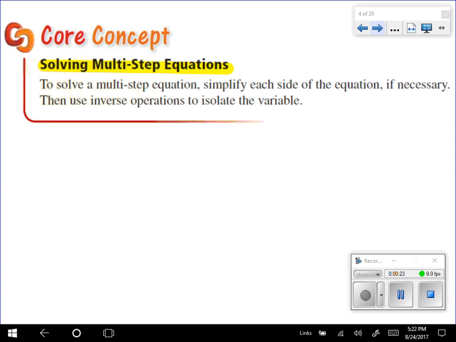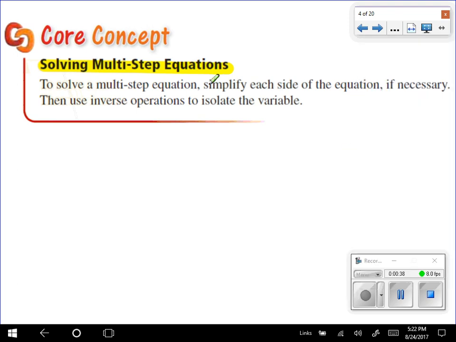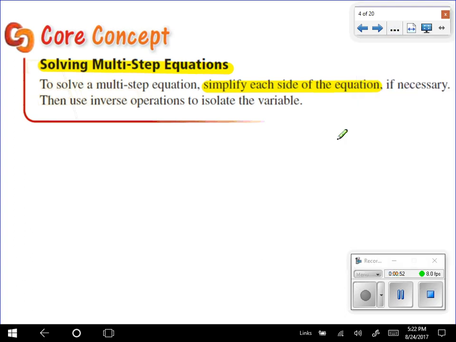This is in your journal under 1.2, but it wouldn't hurt to write it down. To solve a multi-step equation, we need to simplify each side of the equation. That's the big difference between our simple equations and our multi-step. We have to simplify each side of the equation if necessary, and then we will do exactly what we were doing before by isolating the variable using inverse operations.